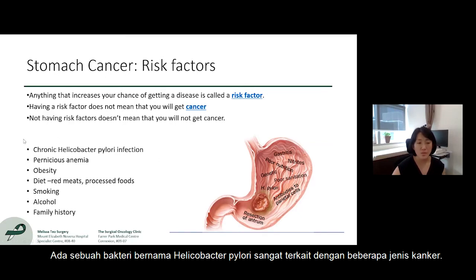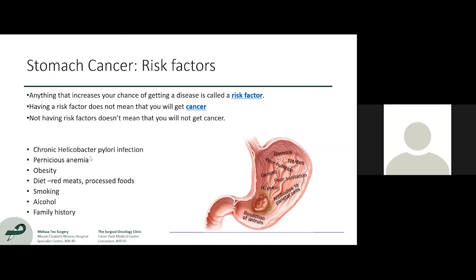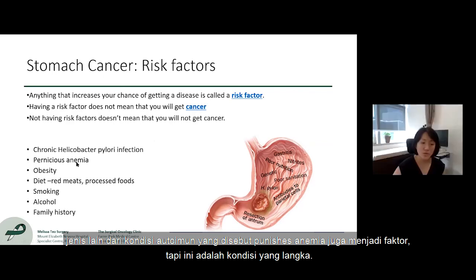So for stomach cancers, we know that a bacteria called H. pylori, or Helicobacter pylori, is associated very strongly with stomach cancers. And so, because of the realization of this, and then subsequent detection and then treatment of this infection, the number of stomach cancers has been coming down. Another is an autoimmune condition called pernicious anemia, but this is a rare condition.